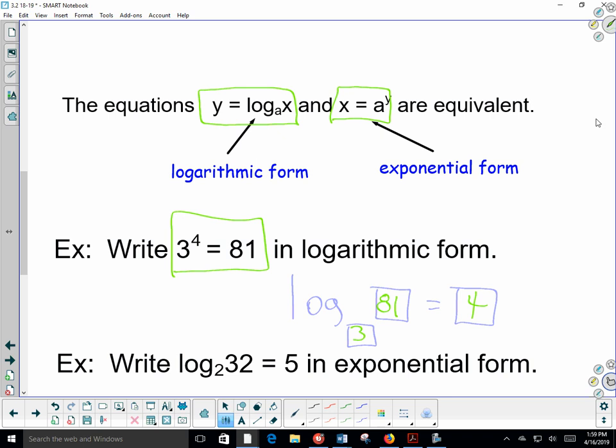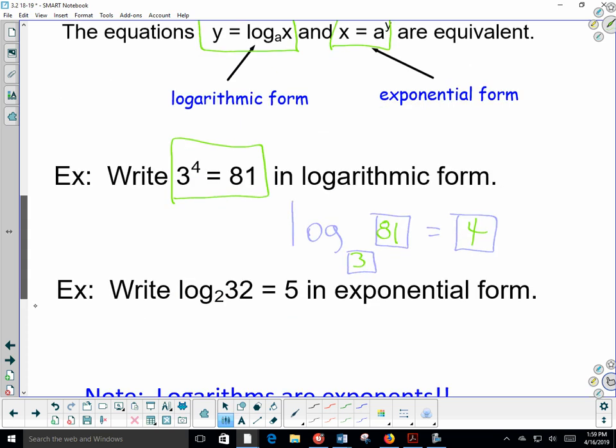All right, here's how I want you to interpret this, because I want you to wrap your head all the way around these logarithms today. This is basically saying 3 raised to what power gets me to 81? Well, 3 raised to the 4th power is equal to 81. So that's why log to the base 3 of 81 is equal to 4.